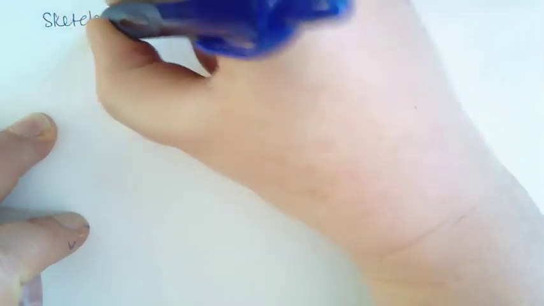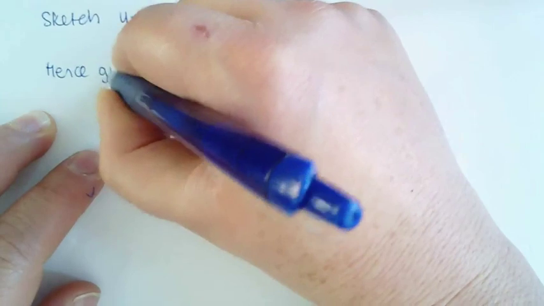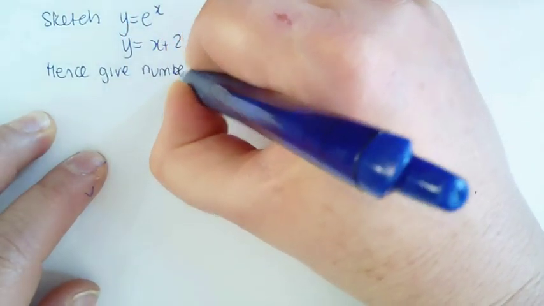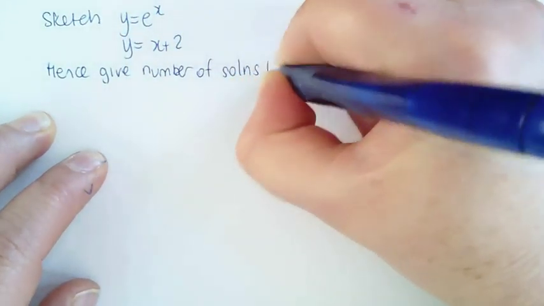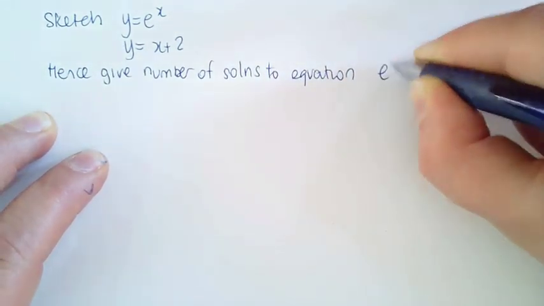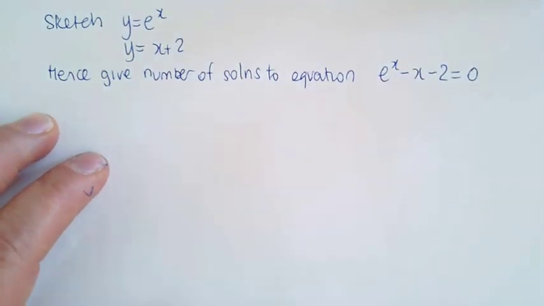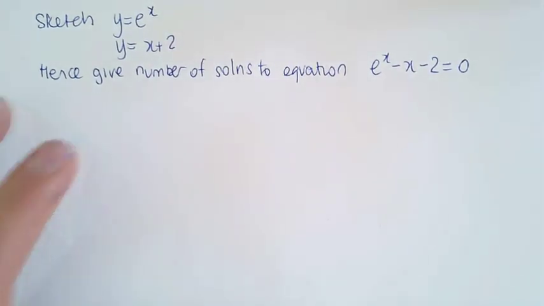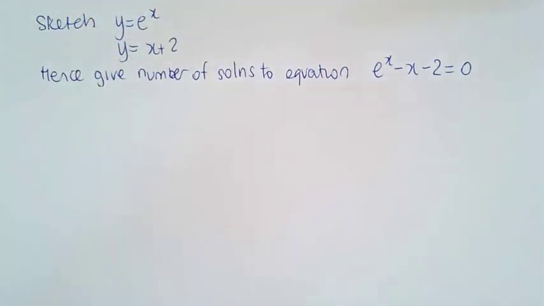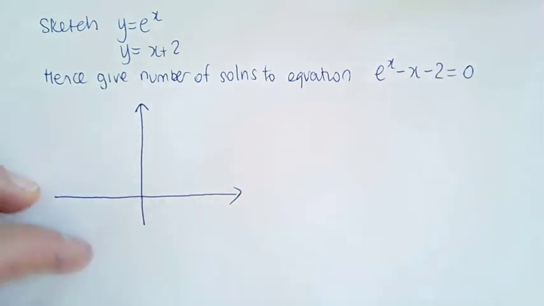Sketch. So another one, y equals e to the x and y equals x plus 2. Hence, give the number of solutions to the equation e to the x minus 2 equals 0. Now, I'll show you how we get that. First sketch those two functions, hence give me the number of solutions to this equation. So first you'd have to sketch. Do you recognize what each function is?